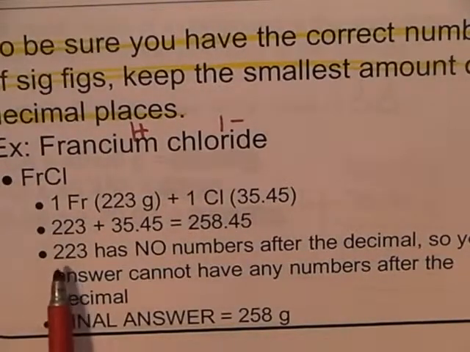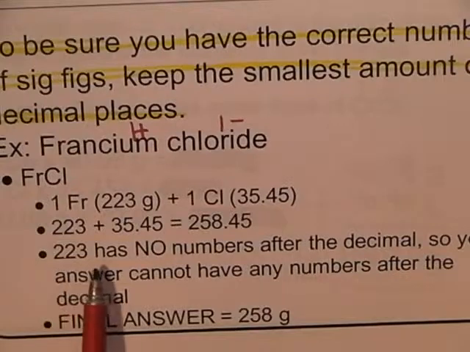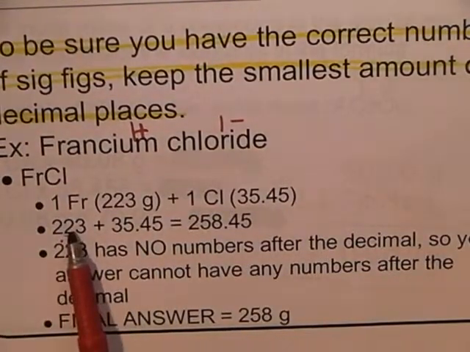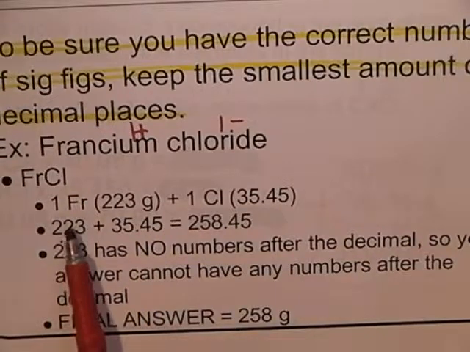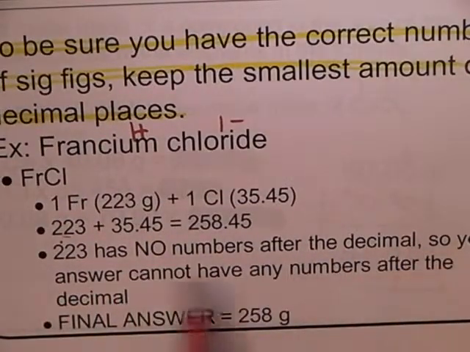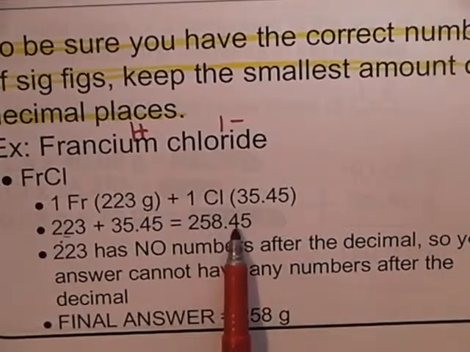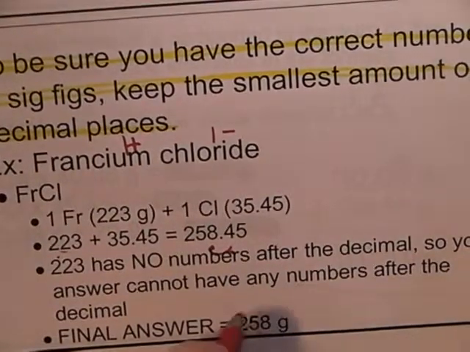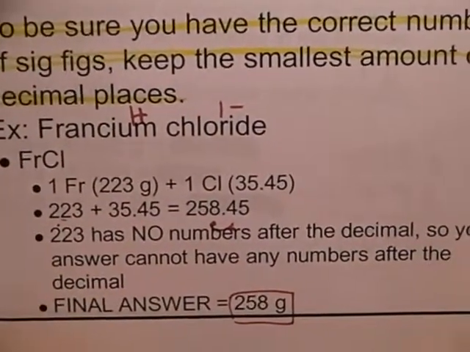Okay? Like it says, 223, if you go back to these two numbers you added up, this one has none past the decimal, this one has 2, so you have to keep none past the decimal. So 223 has no numbers after the decimal, so your answer can't have any. So your final answer, just follow normal rounding rules. The 4 is not going to round the 8 up, so your final answer would be just 258 grams.